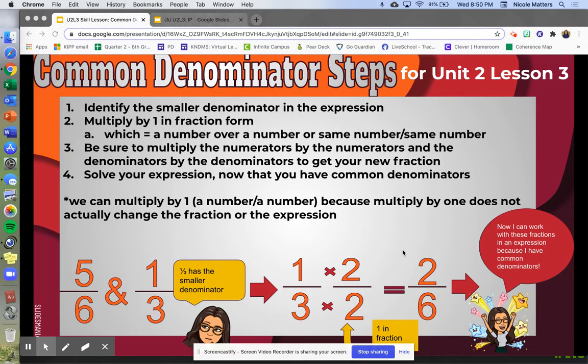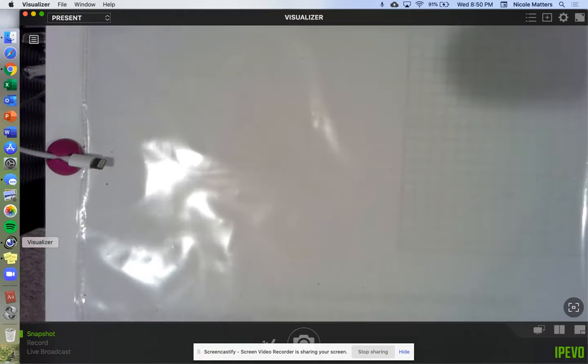And remember, we can multiply by 1, which is represented as a number over a number, because when you multiply by 1, that does not actually change the fraction or the expression. Remember, anything times 1 is itself. Let's flip to my dot cam and do some practice.